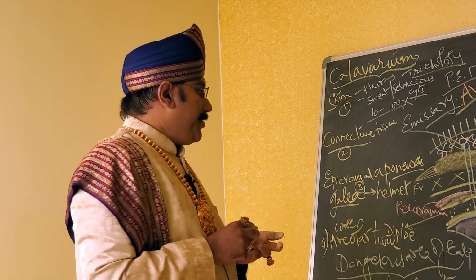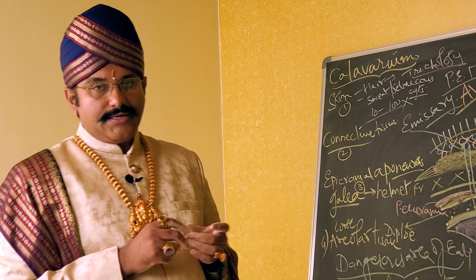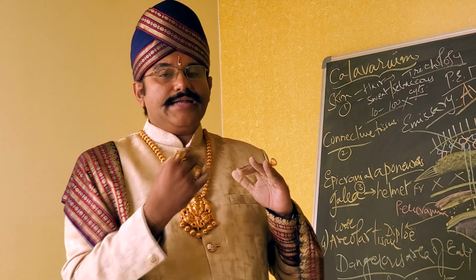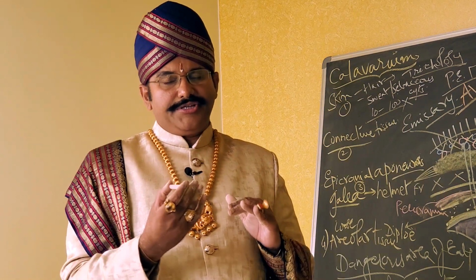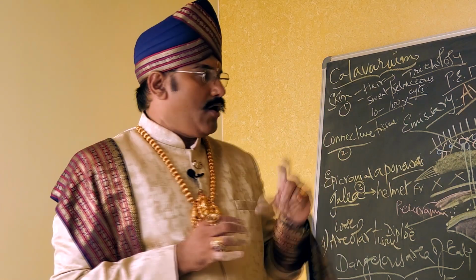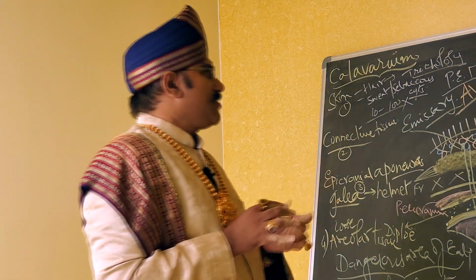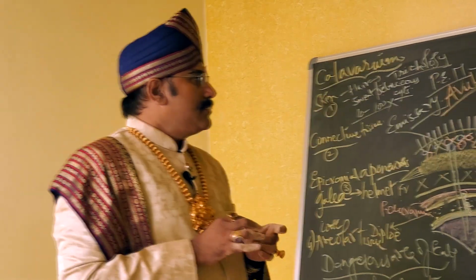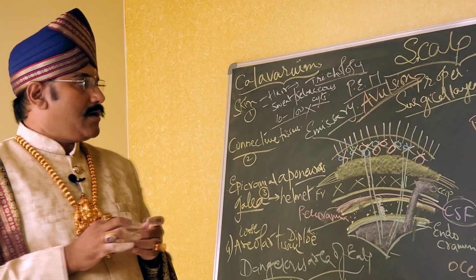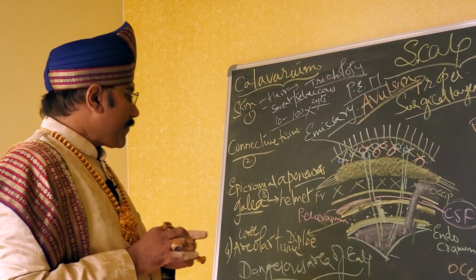Then the epicranial aponeurosis is seen as the third layer. The first, second and third layers, that is the skin, connective tissue and epicranial aponeurosis, all move as a single unit. So they are also called the scalp proper. They are also called the surgical layers of the scalp.